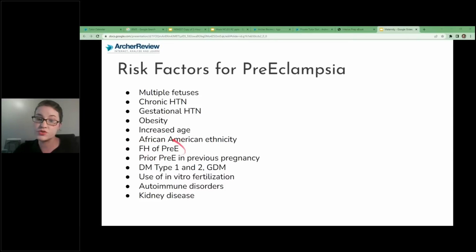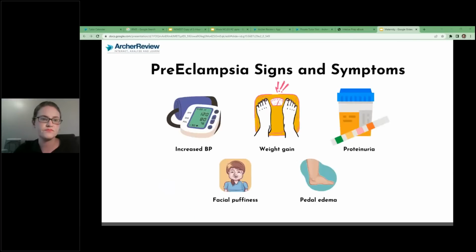A family history of preeclampsia, if you had a mom or a sister with it, you're more likely to get it. Prior preeclampsia in a previous pregnancy increases the risk. Diabetes or gestational diabetes increases the risk. In vitro fertilization, autoimmune disorders, and kidney diseases all significantly increase the risk of preeclampsia.